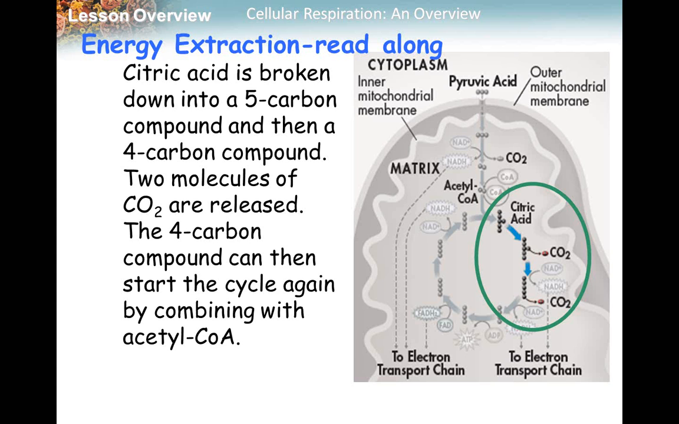Extra energy. You have this in your guided notes. Citric acid is broken down into a 5-carbon compound and then a 4-carbon compound. 2 more molecules of carbon dioxide are released. The 4-carbon compound can then start the cycle again, combining with acetyl-CoA, which you see in the green circle there.